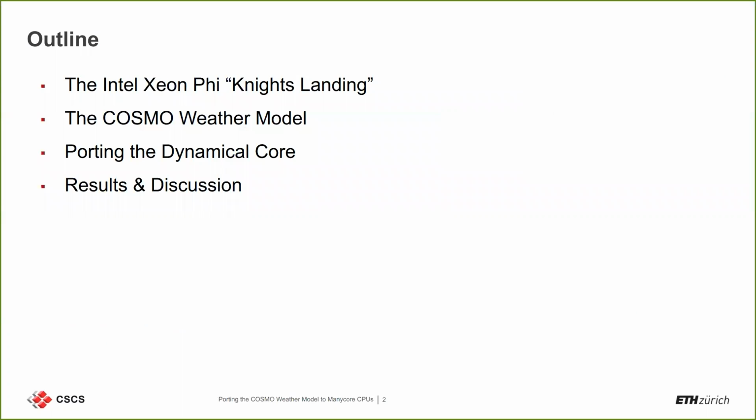So, a small outline. First, I'll introduce our chosen Manycore architecture, which is the Intel Xeon Phi KNL. And so don't be disappointed. This hardware has been discontinued by Intel and might seem a bit outdated, but actually there are other similar architectures coming or already on the market now. So it should still be kind of interesting. I'll also give a very brief overview of the COSMO weather model, of course show how we ported the dynamical core, and show some results.